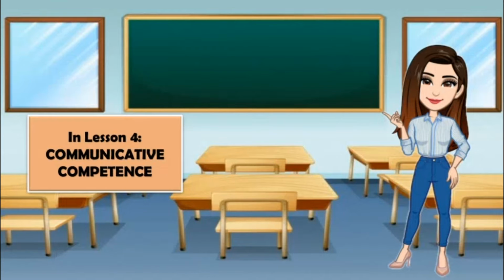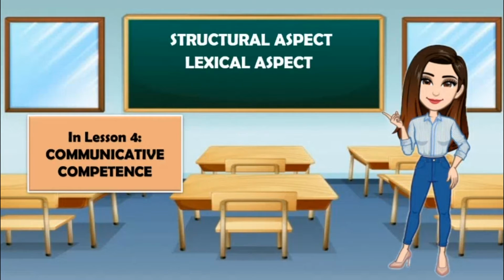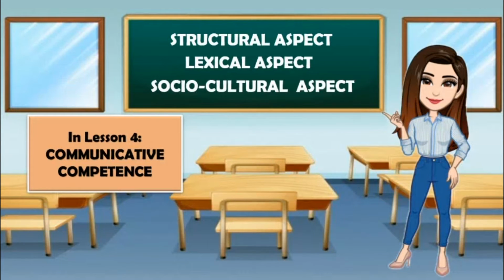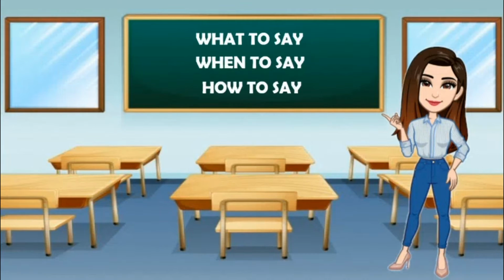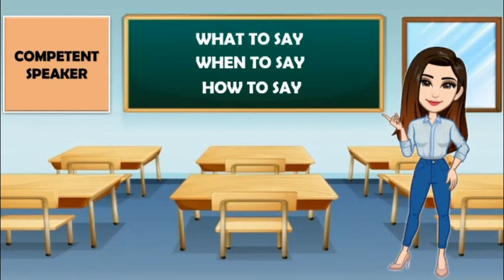In Lesson 4, Communicative Competence, you were able to learn about the three aspects of communication, which are structural aspect, lexical aspect, and social-cultural aspect, where you learned what to say, when to say, and how to say words and sentences properly. Learning these will help you become a competent speaker of the English language.